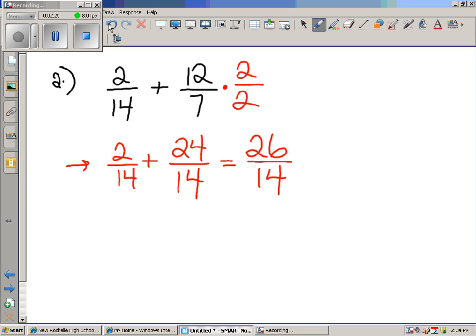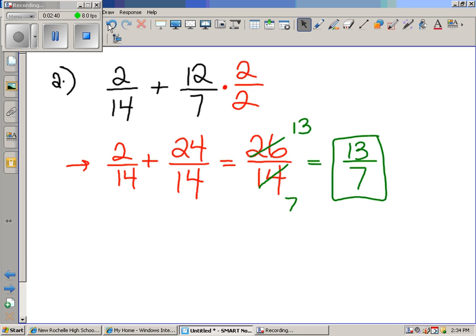Yep, you could simplify it by 2, so that's the same thing as saying 2 goes into 26 13 times, and 2 goes into 14 7 times, so the final answer is 13 over 7. Very nice, man. Very nice.